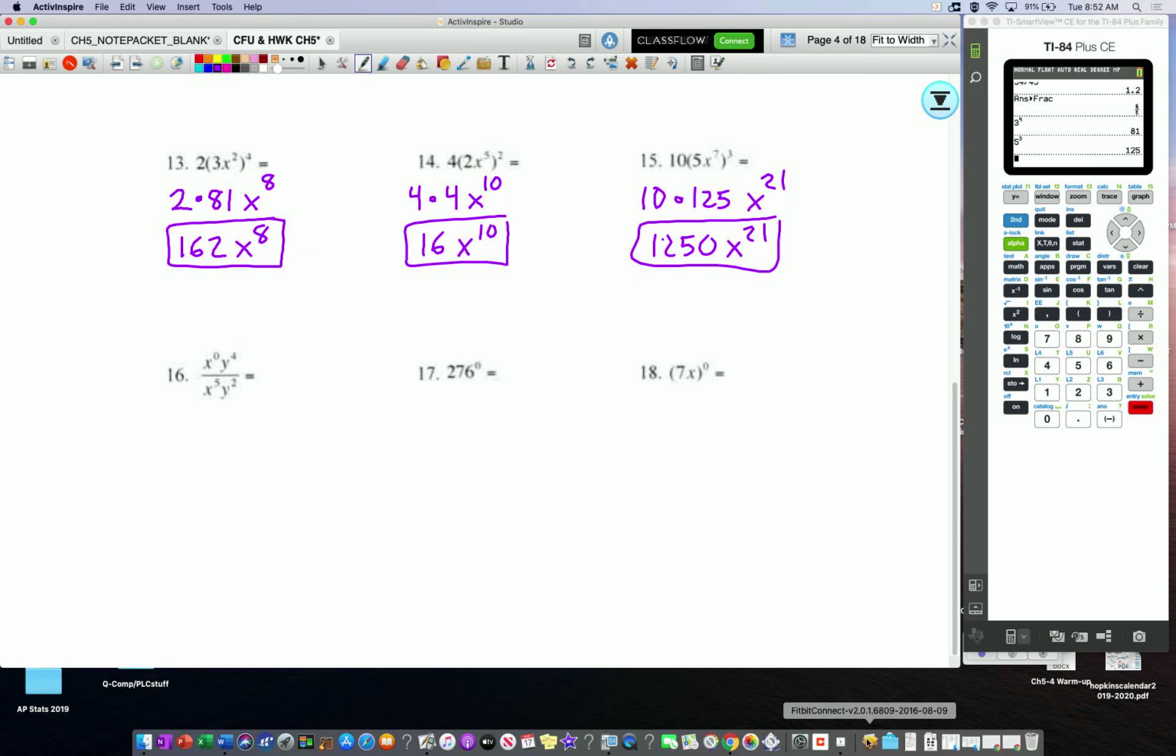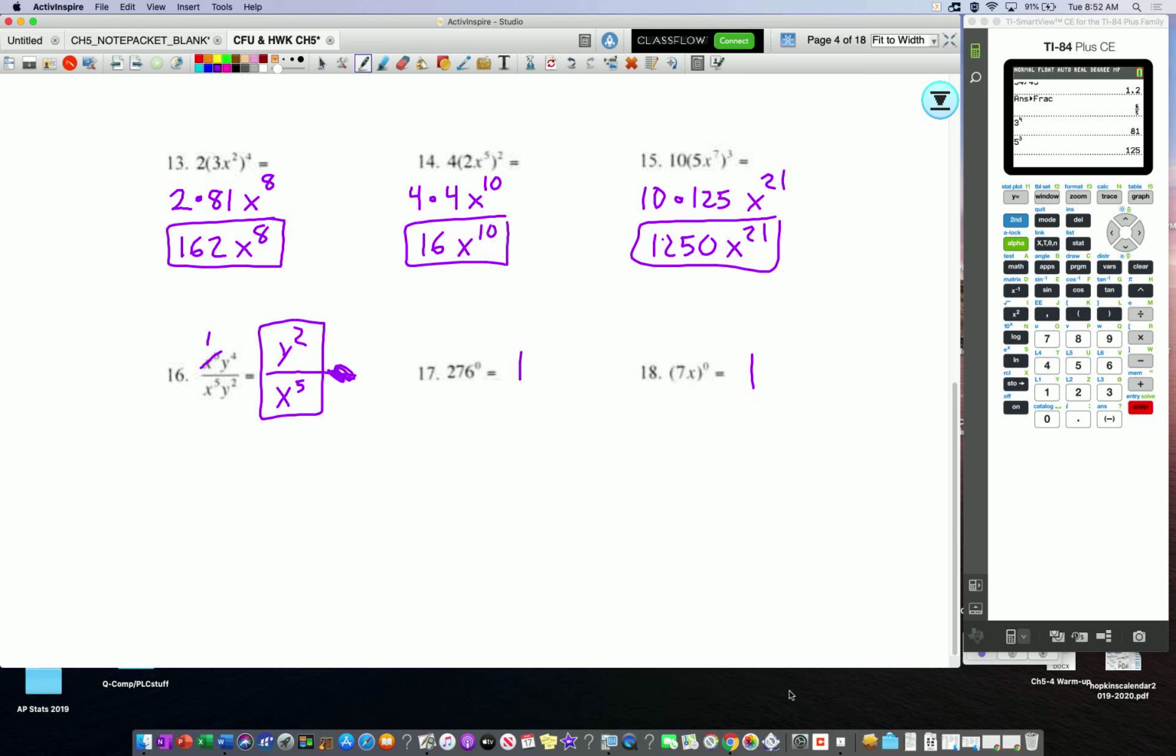All right, the last ones. x to the 0. What happens here is x to the 0, if we think about that, that's just 1. So nothing happens with x to the 5th. It just stays in the bottom. 4 minus 2 is 2. y to the 2nd in the top. So I actually didn't have to make that fraction bar so big. 276 to the 0, we know is, by definition, 1. Anything to the 0 is 1.